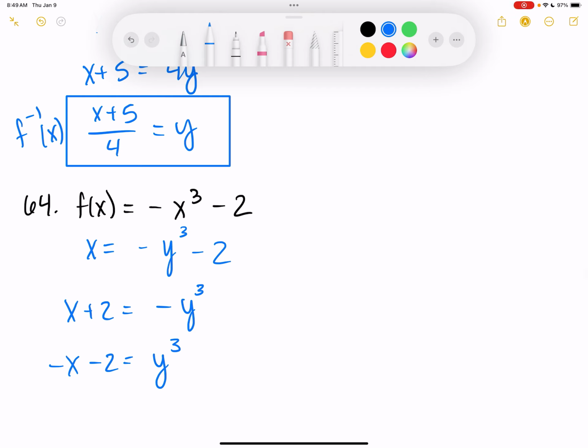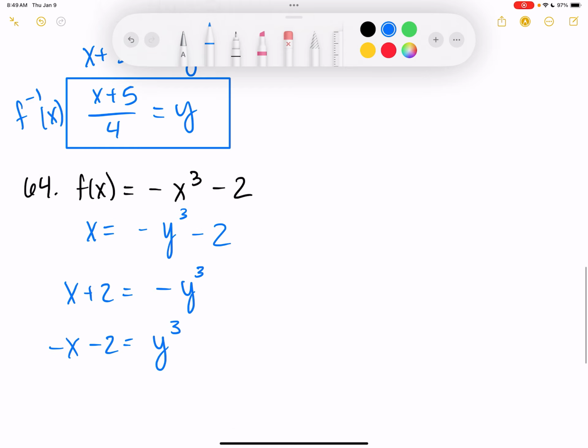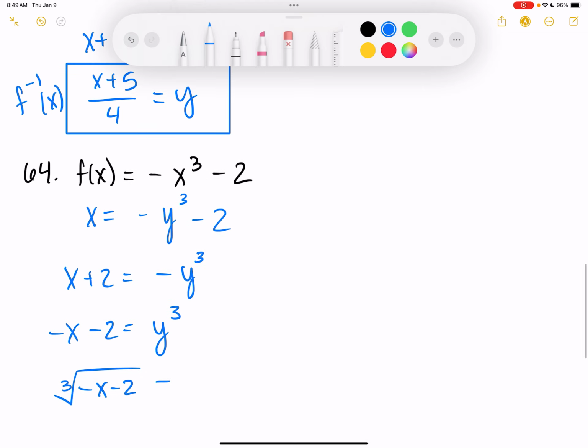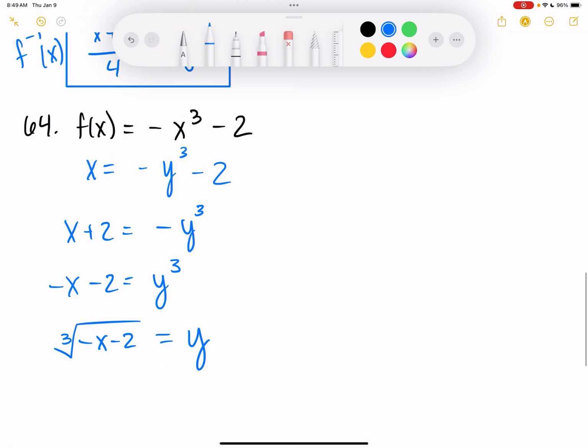Then to undo that, I need to take the cube root of both sides, which will give me the cube root of negative x minus 2. Negatives are okay in a cube root. They're just not okay in a square root, so just make sure you keep that in mind. Negative 3 cubed is just negative 27, so we can take the cube root of that and it's fine. Any even power can't have negative inside. That's the only thing. Now, if it was x minus 2, that's different because x can be different things, but anyways, nothing crazy about this one. So the cube root of negative x minus 2 equals y, and that is fine like that.